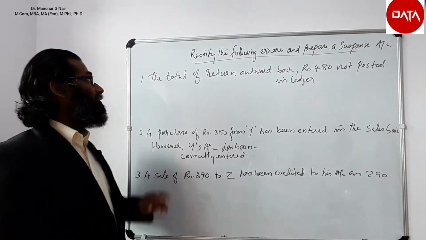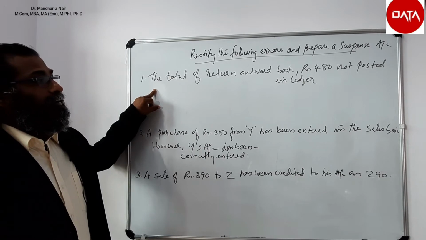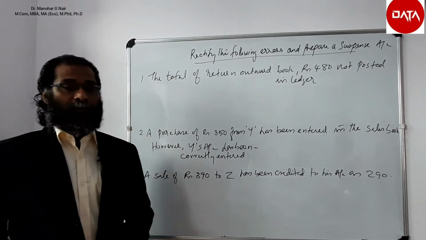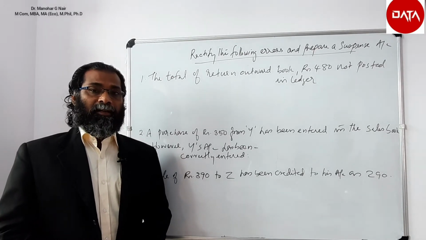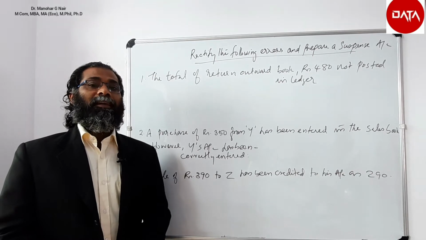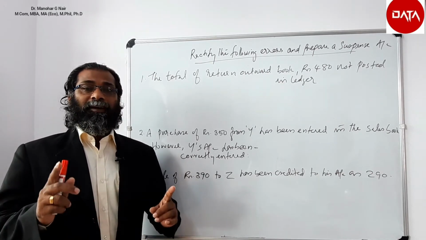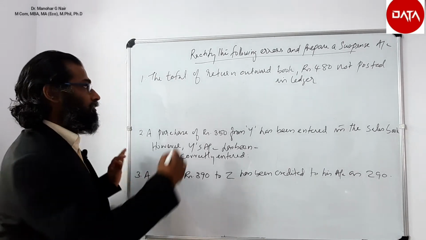The first question is the total of return outward book, rupees 480, not posted in the ledger account. So the return outwards or purchases return normally shows a credit balance which has not been posted into the ledger account, so that the trial balance is showing a disagreement. So we have to start with the suspense account.